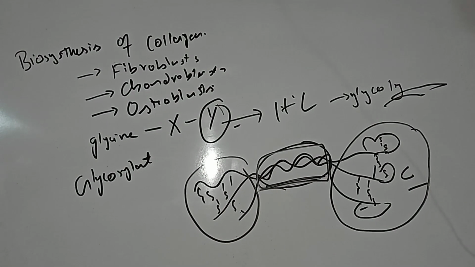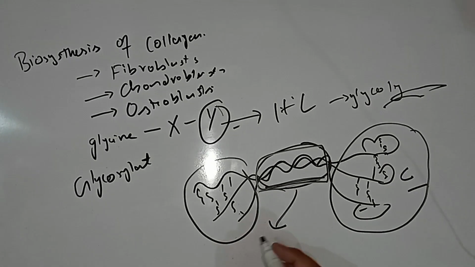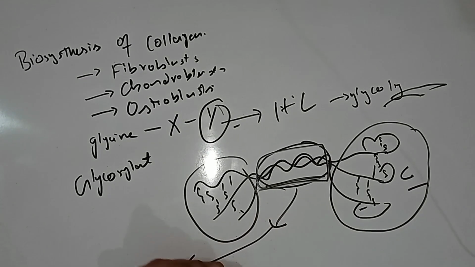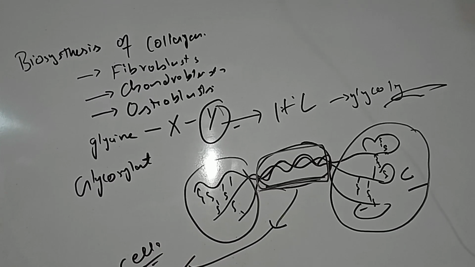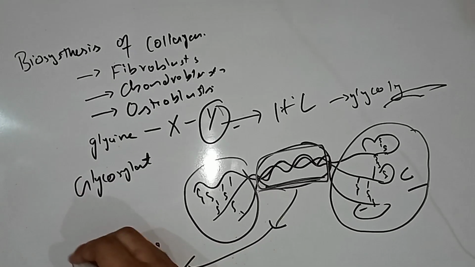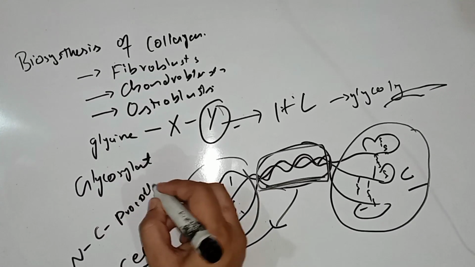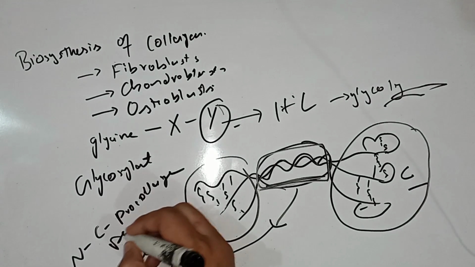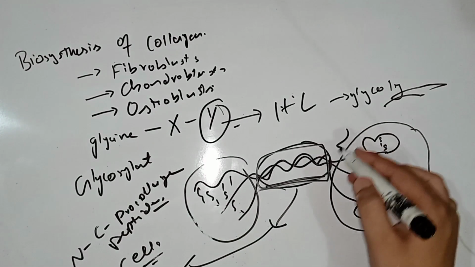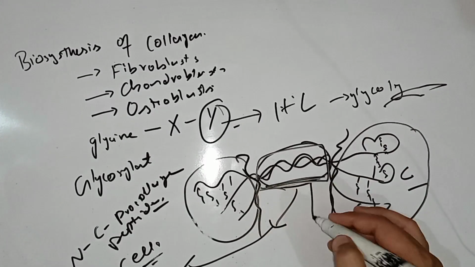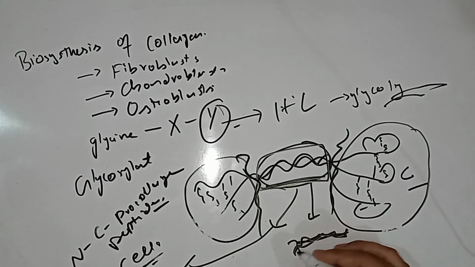Then what happens? Then this structure goes to the Golgi apparatus, and from the Golgi apparatus it is released outside the cell, into the extracellular matrix. Then in the extracellular matrix, N and C procollagen peptidases work. N and C procollagen peptidases come, and they cleave this structure here. They cleave this structure, and then the collagen molecule is freed into the extracellular matrix.